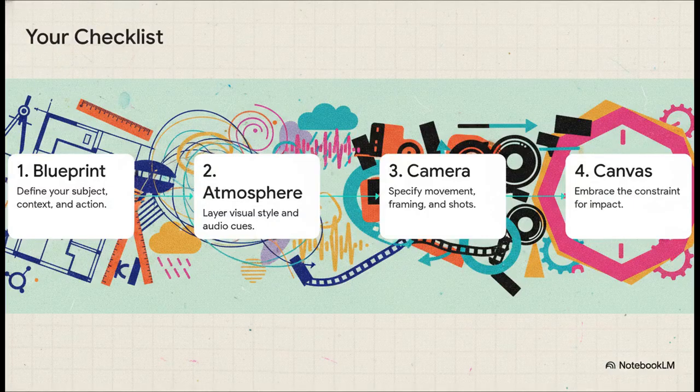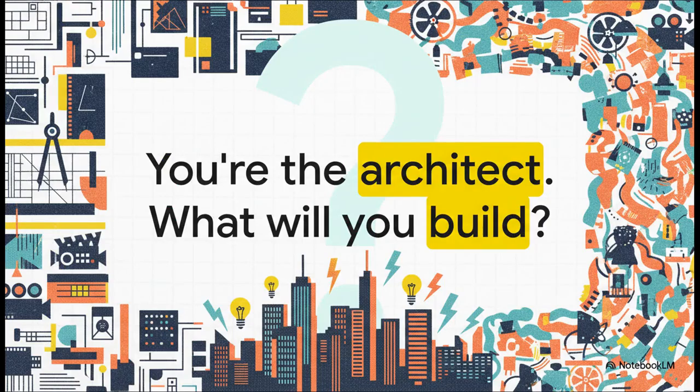So there you have it. That's your architectural checklist. You start with a narrative blueprint. That's your story. Then you layer on the atmospheric design, both visual and audio. You bring it to life with your camera direction, and you wrap it all up inside that creative little box of the 8-second canvas. We've just walked through the entire blueprint, from a single word to a full, rich, cinematic moment. The tools are here, the principles are clear. So, the only question left is the one that really matters. Now that you're the architect, what are you going to build?